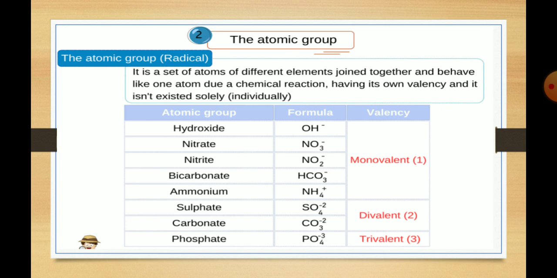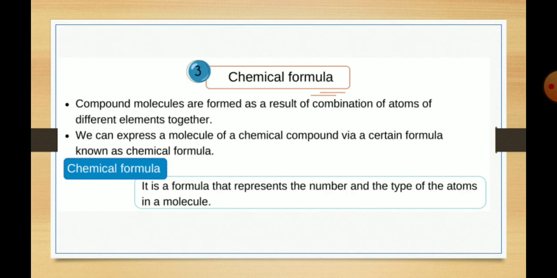For example, hydroxide, nitrate, nitrite, bicarbonate, and ammonium. All these atomic groups are monovalent. Sulfate and carbonate are divalent. Phosphate is trivalent.